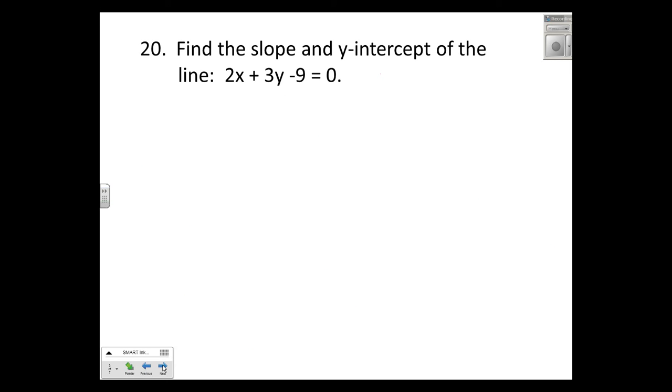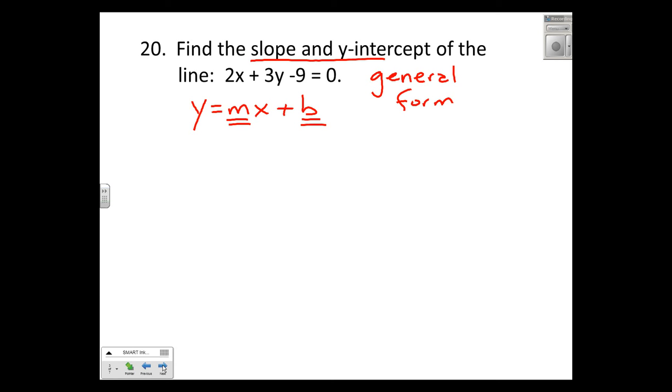Okay, we're to find the slope and y-intercept of the line 2x plus 3y minus 9 equals 0. This is given in general form. It's not perhaps a form we'll use very often, but it's nice to be able to communicate that. So it's in general form. We're to find the slope and y-intercept, but we know if we can put this in slope-intercept form, we'll have our slope and y-intercept.